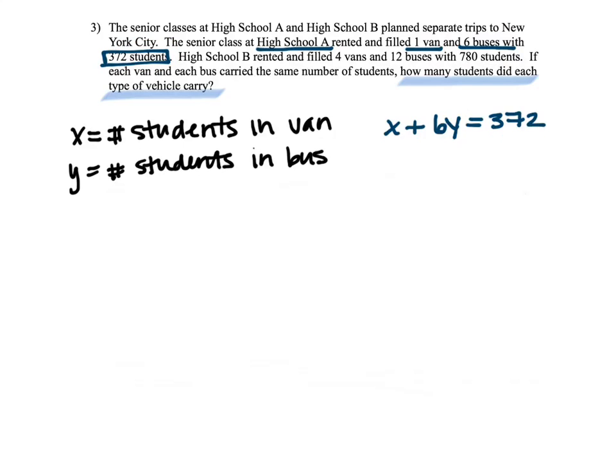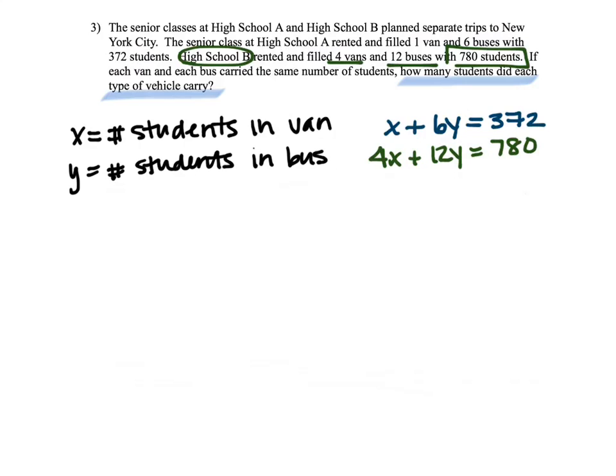Now let's do an equation for High School B. So let's get rid of the highlighting there and take a look at the information we have for High School B. High School B rented and filled 4 vans and 12 buses with 780 students. So 4 vans can be represented with 4X, and 12 buses can be represented with 12Y, and the students' total is 780.